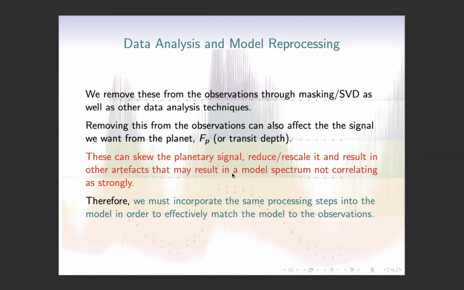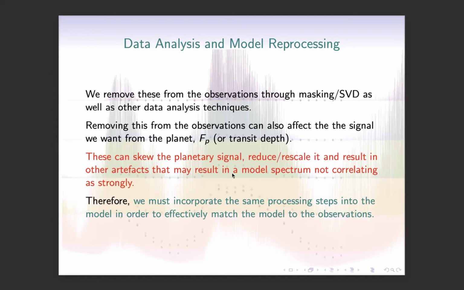And then removing this can also affect the planetary signal, because if you apply something like PCA, it just applies it blindly, without saying, okay, I know that this is the planet and this is the star, I'm just going to get rid of this. You affect the whole data set. You don't remove much of the planet, but you can remove some of the signal and you can introduce some artifacts.